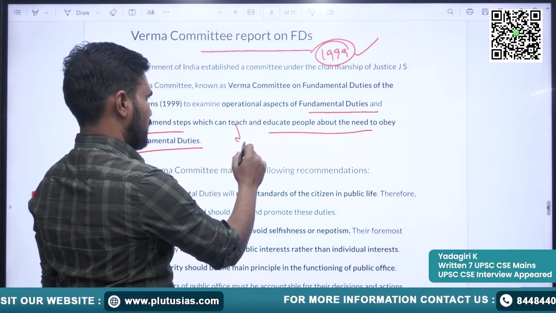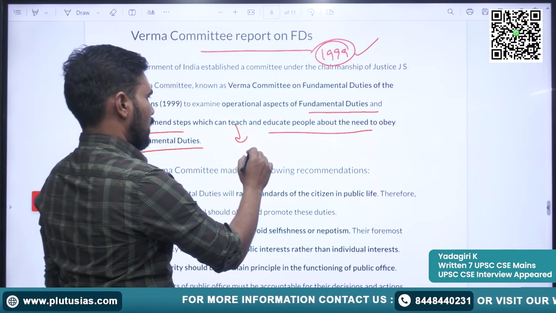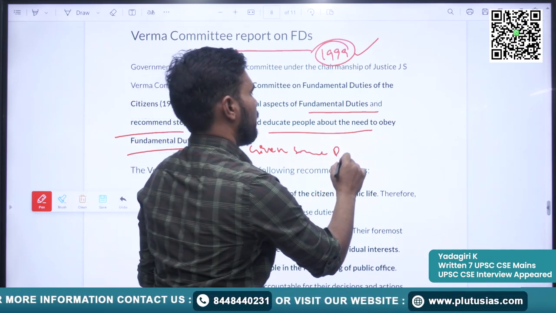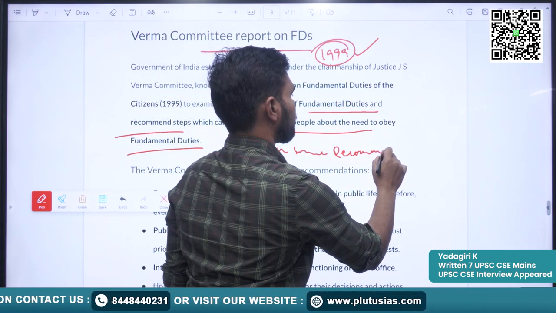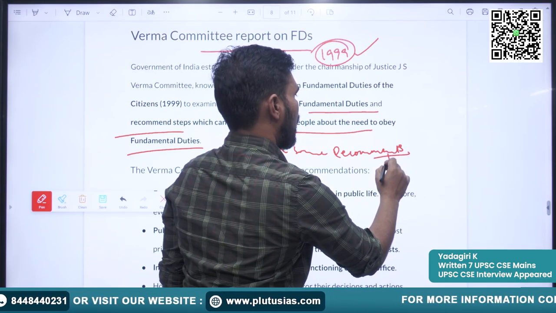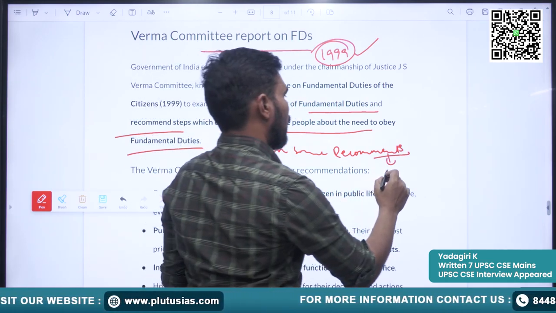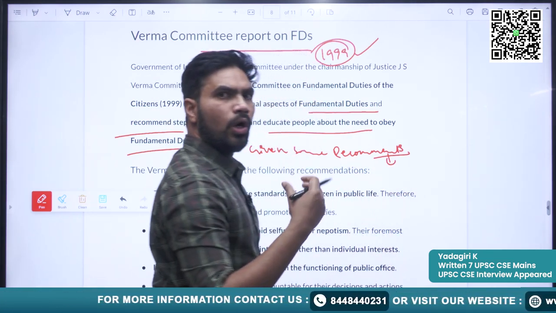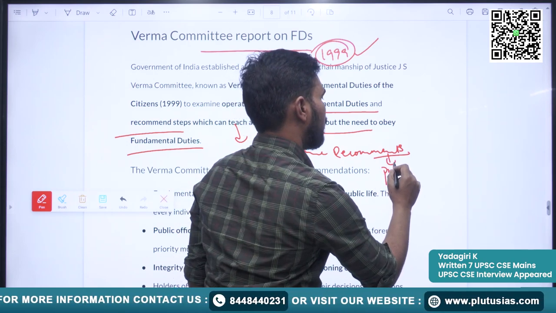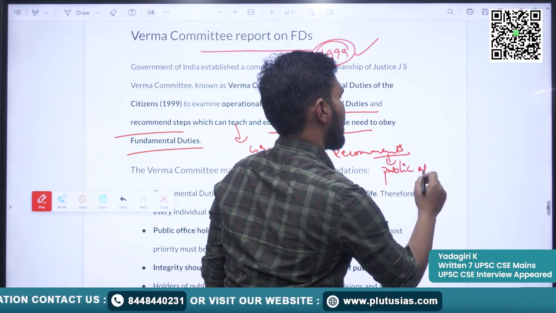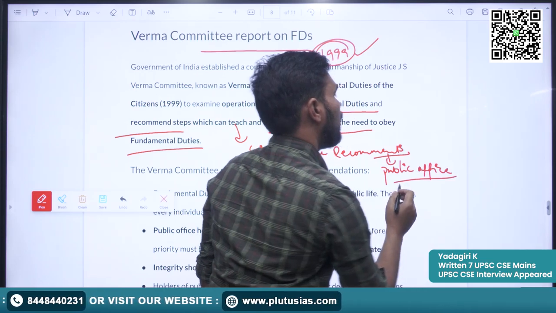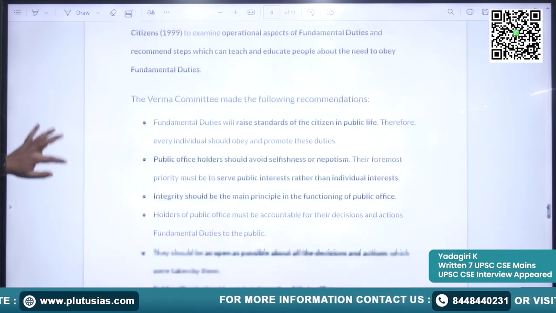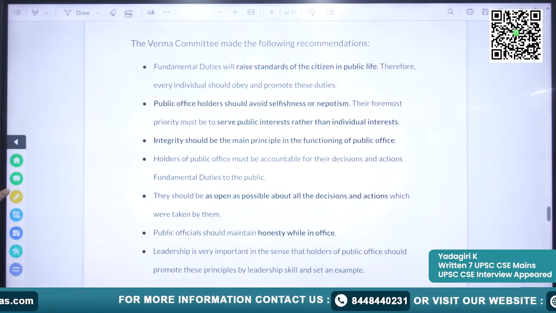So the committee has examined and given some recommendations. The recommendations are mainly pointed towards the persons who are holding public office. I mean people who are part of the government. So right, we will see what are the recommendations that are given by the Verma committee.